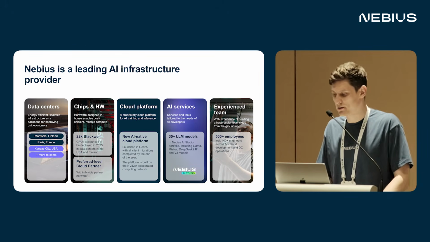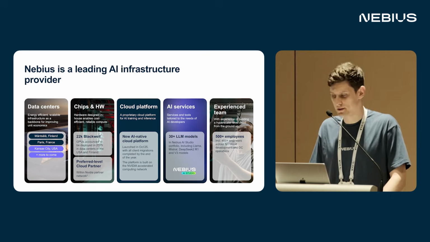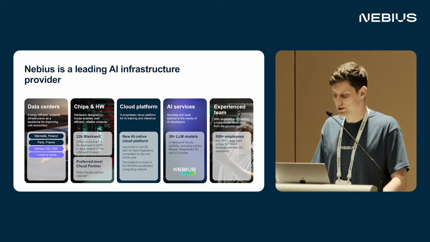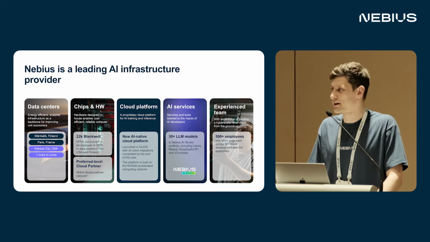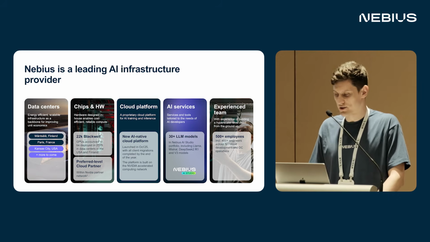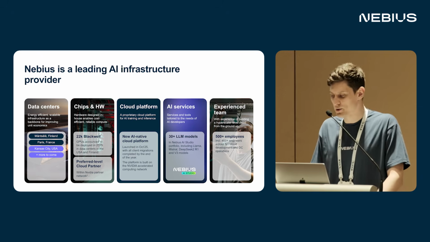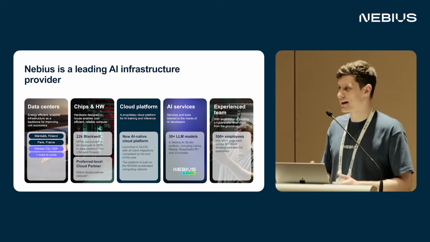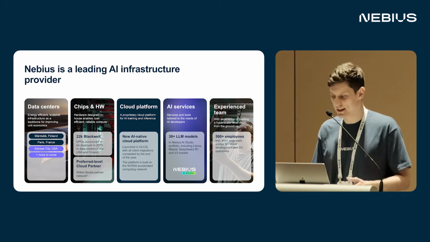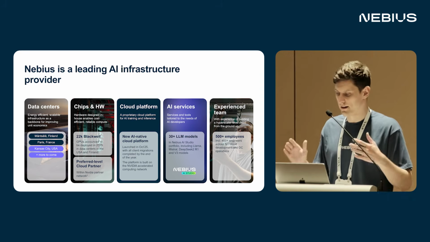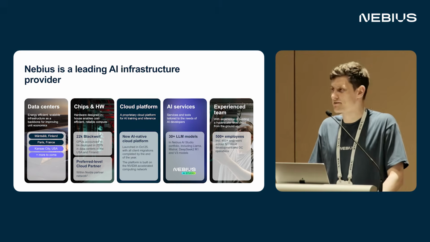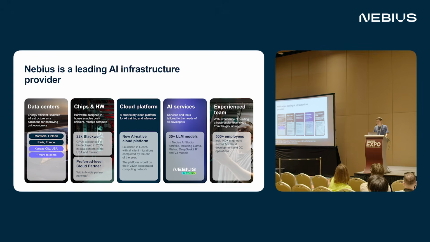Before we talk about Kvax, a few words about Nebius. We are a technological company that provides full stack infrastructure for AI builders: GPU and CPU compute, networking, storage, and any kind of infrastructure you might need to train and run inference of your AI models, as well as fine-tuning and inference services.